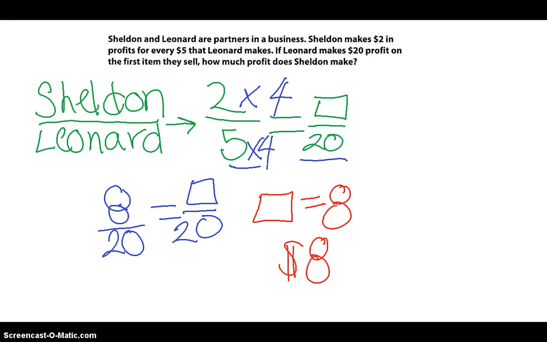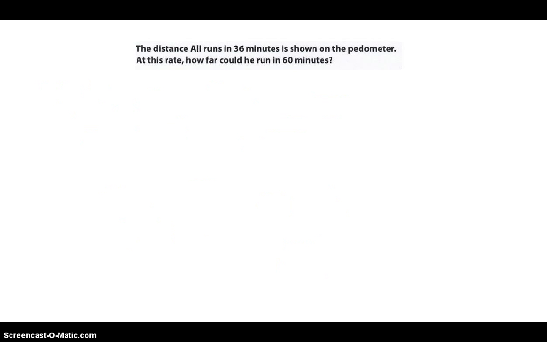So let's try another example. So here's my next example. The distance Ali runs in 36 minutes is shown on the pedometer. At this rate, how far could he run in 60 minutes? Well, we don't have a pedometer, but I do know that the pedometer, and I'll draw a little pedometer right here, said 3 miles. So here's our pedometer over here.